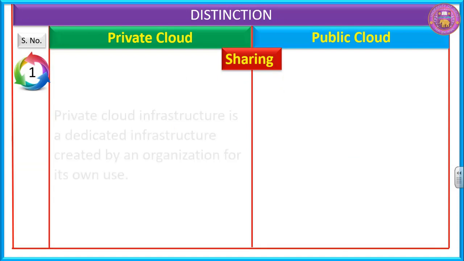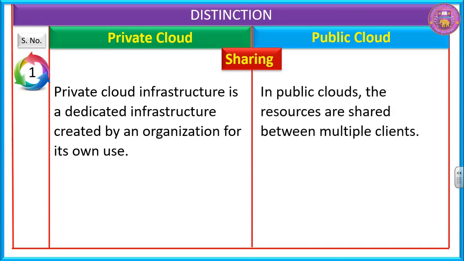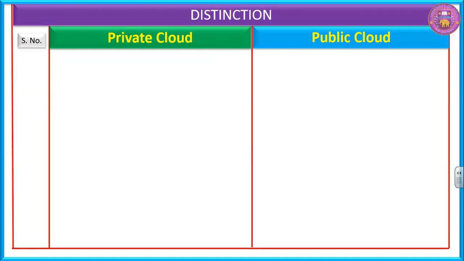First one, on the basis of sharing, private cloud infrastructure is a dedicated infrastructure created by an organization for its own use. So in this case, there is no sharing with any other company. The company which has created the private cloud shall make exclusive use of the private cloud. In the case of public cloud, the resources are shared between multiple clients.